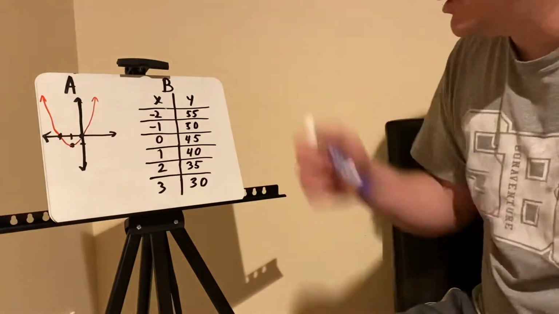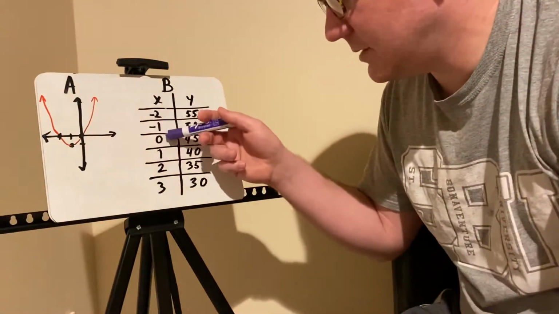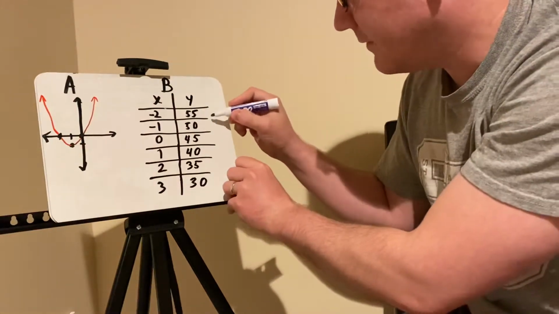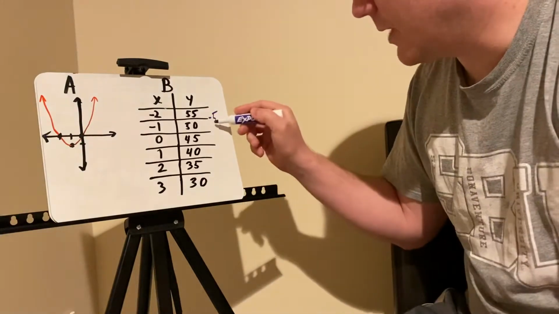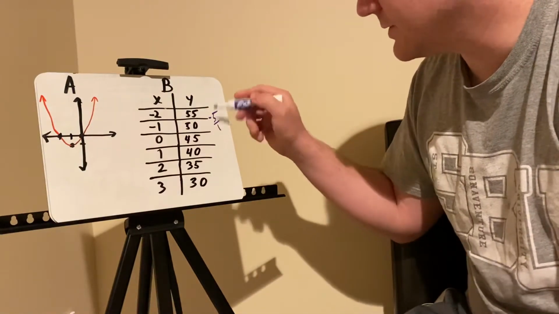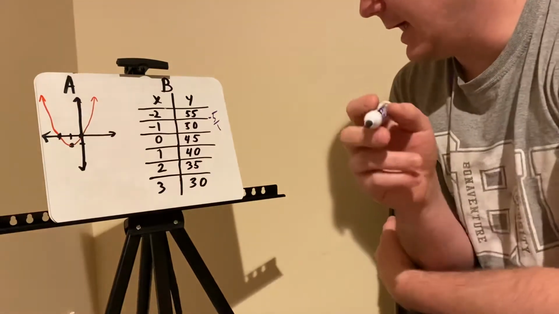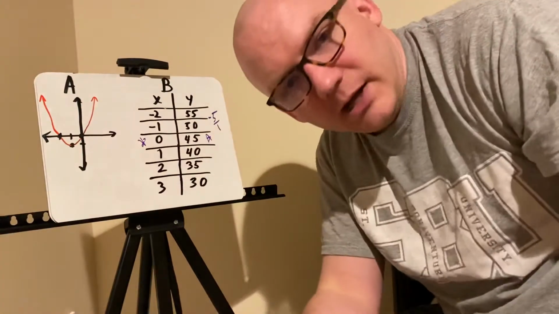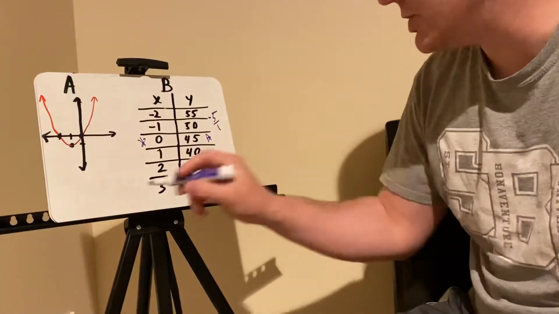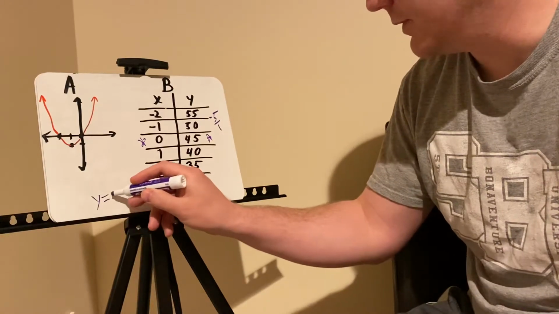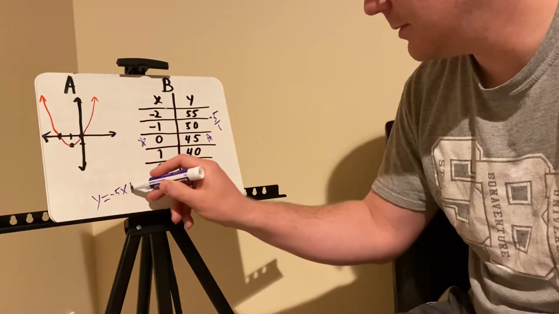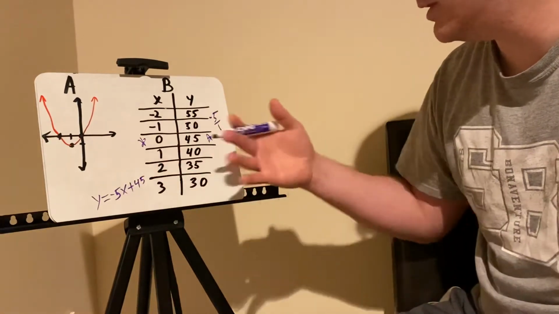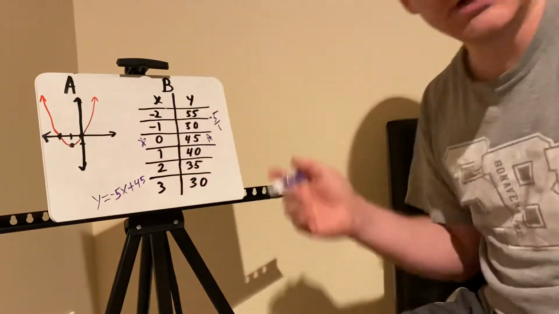B is a linear function. We know this because x is increasing by 1, and as it increases by 1, y is decreasing by 5, -5, which makes our slope -5 over 1. So our slope is actually going to be -5. And we can see right here, it actually even gives us the y-intercept. When x is 0, y is 45. We can literally write the equation y equals -5x plus 45. And that would be this function.